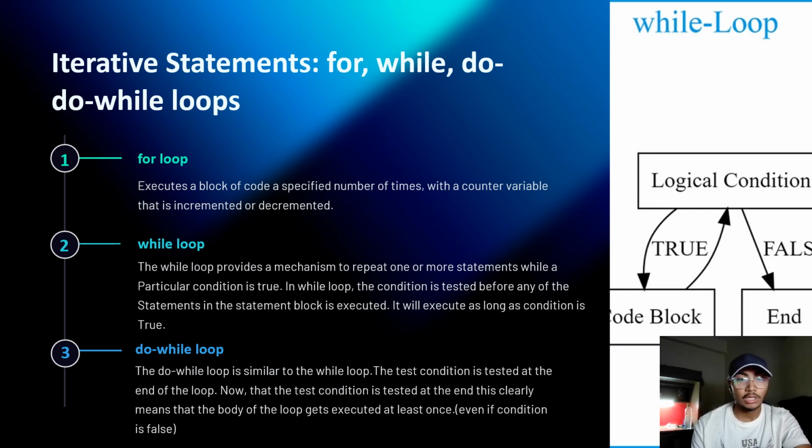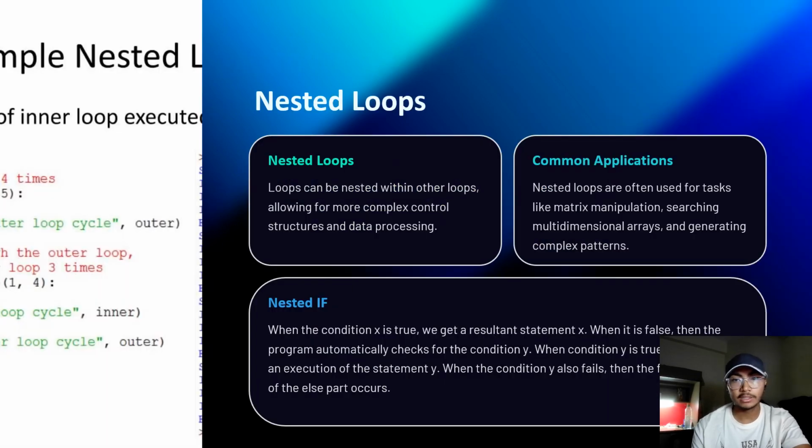Do while loop. The do while loop is similar to the while loop. The test condition is tested at the end of the loop. Now that the test condition is tested at the end, this clearly means that the body of the loop is executed at least once, even if the condition is false. Nested loops. Loops can be nested within other loops, allowing for more complex control structures and data processing. Common applications: nested loops are often used for tasks like matrix manipulation, searching, multi-dimensional arrays, and generating complex patterns.